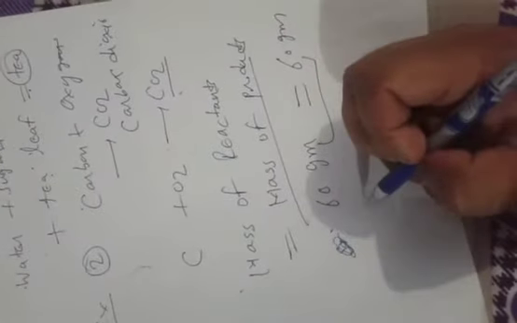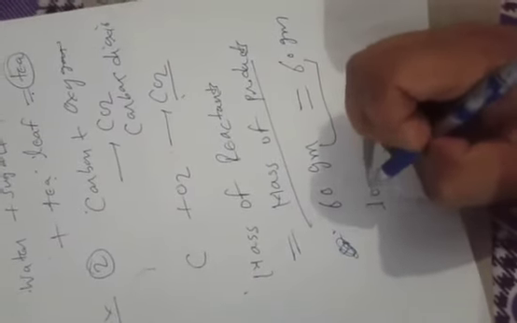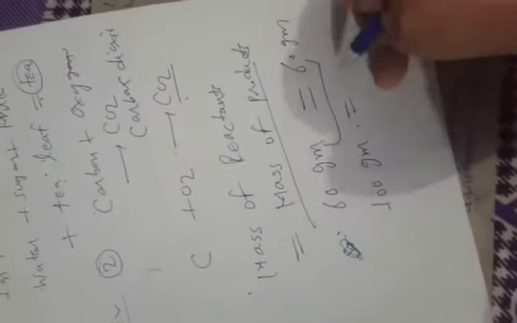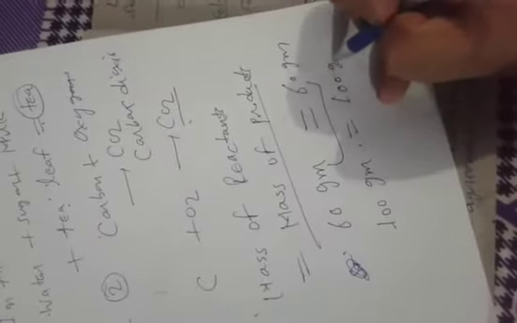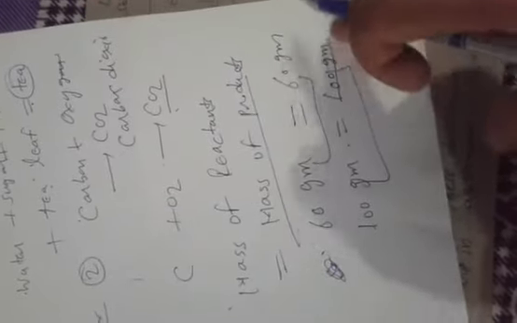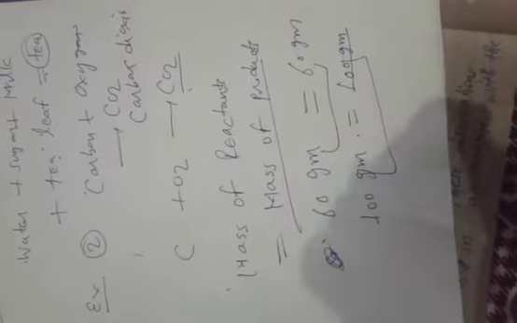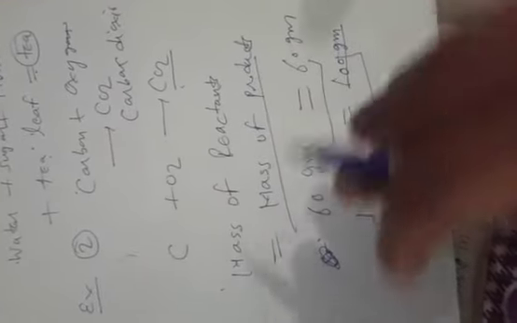If the mass of the reactant is 100 gram, after the reaction the mass of the product is also 100 gram. This is also called the law of conservation of mass.